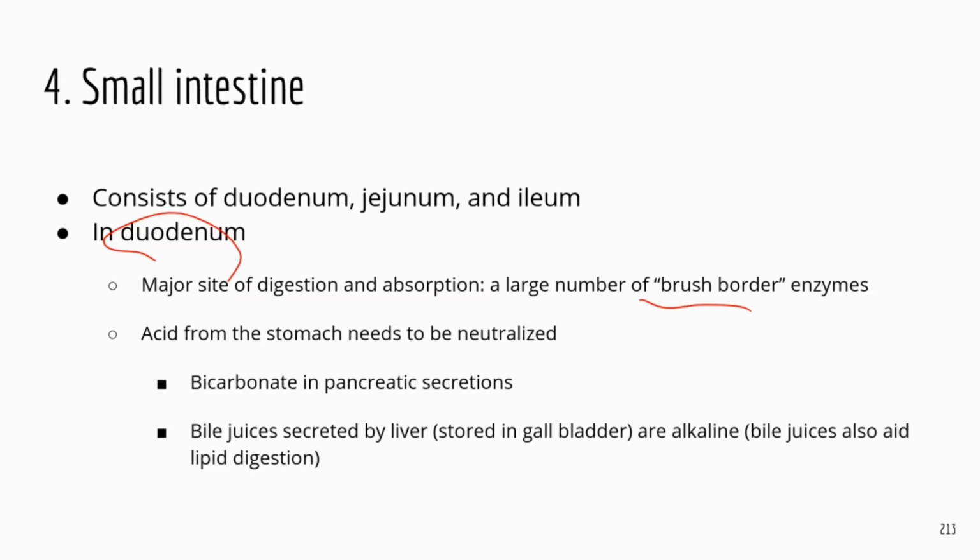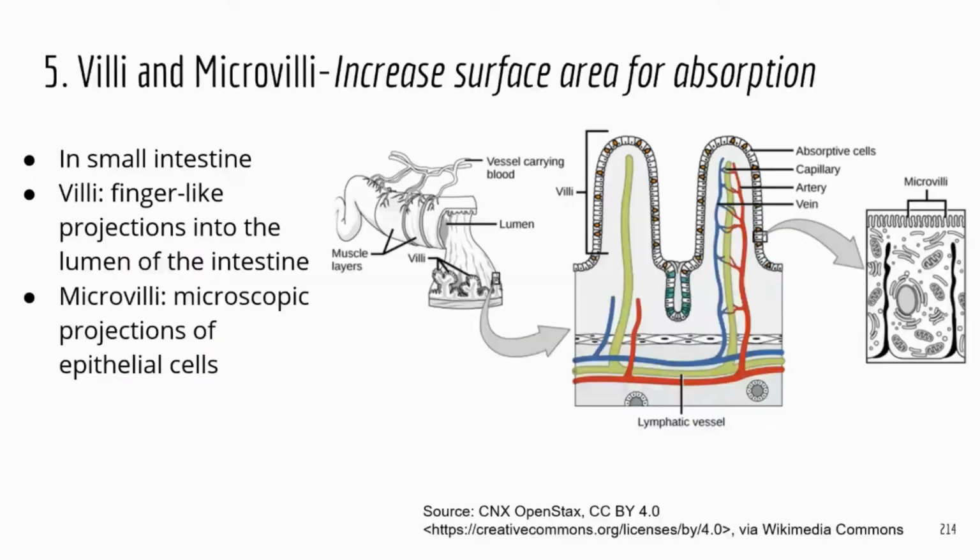The pancreatic juice has a bicarbonate. So bicarbonate is a buffer, a pH buffer. So that's going to increase the pH and neutralize the acidity. Another thing is coming from the liver. So the liver secretes bile, remember? Now the bile juice is alkaline or basic. So again, this can neutralize the acidity.